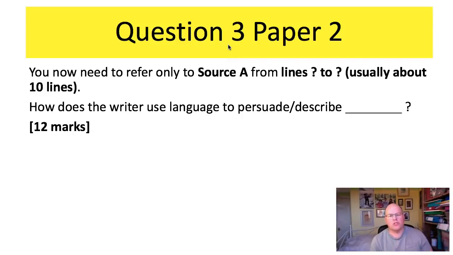Well, question 3 is about source A, which means you only have to look at one source to do the paper. That is really efficient, and it means you should do that before question 2. Do question 3 before question 2. Let me show you again why.